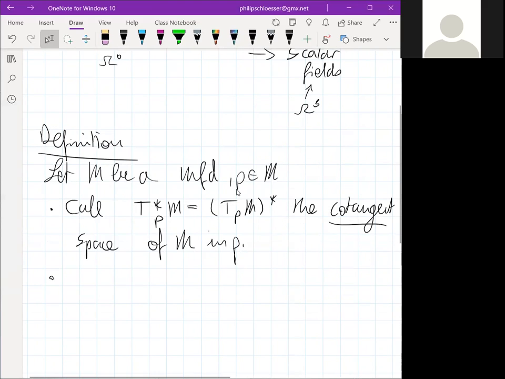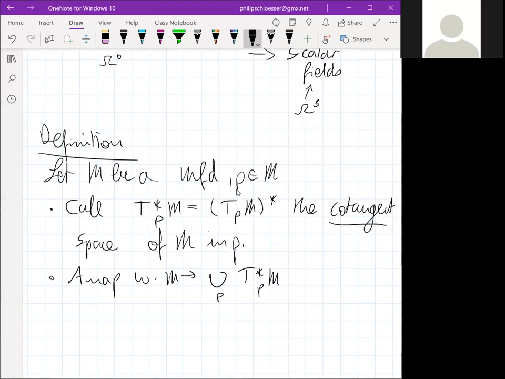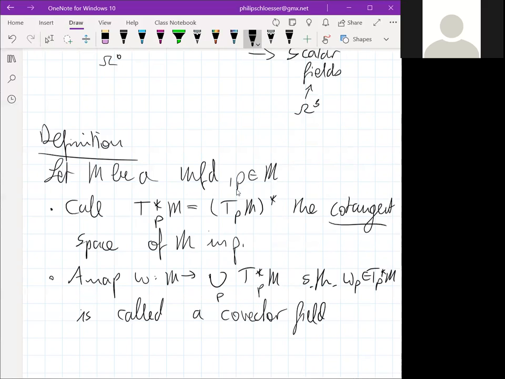And similar to vector fields, a map omega from M to the union of all of them, T star PM, such that omega at point P is in T star PM, is called a covector field, or a one form, or a differential one form.